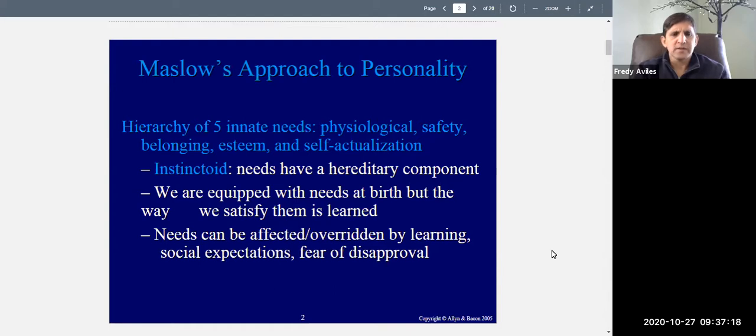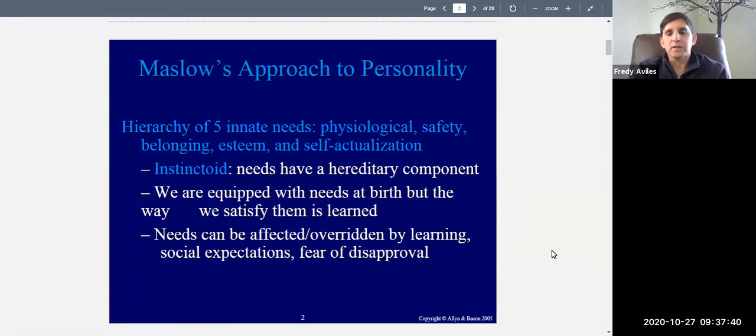So according to Maslow, the needs are what he called instinctoid. They have a hereditary component, right? It's just part of who we are. We're born that way. We're programmed that way. We're genetically predisposed to, of course, seek those physiological needs, those safety needs, belonging, esteem, and self-actualization needs. So we can't help it. It's just part of who we are, okay?